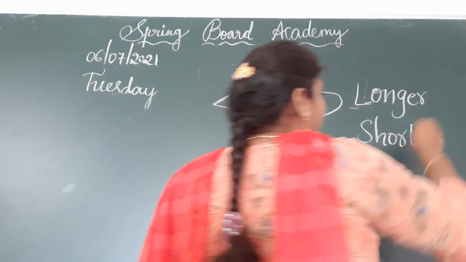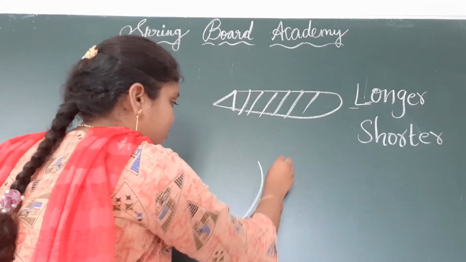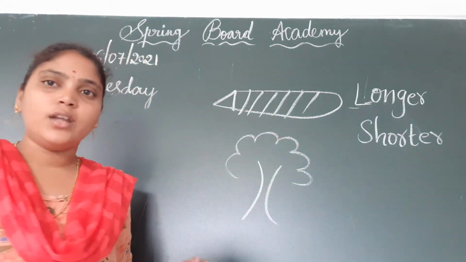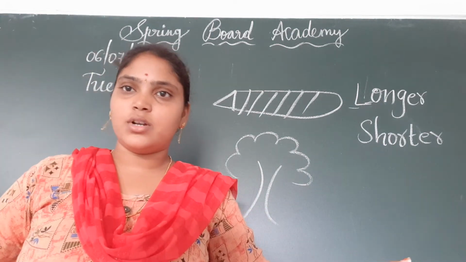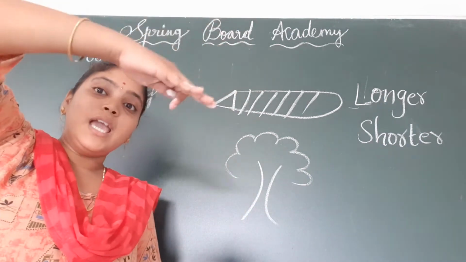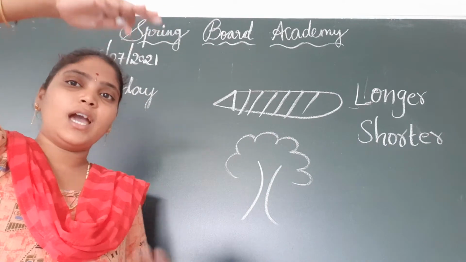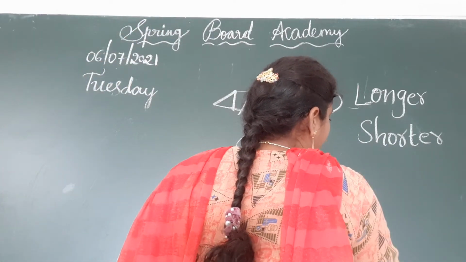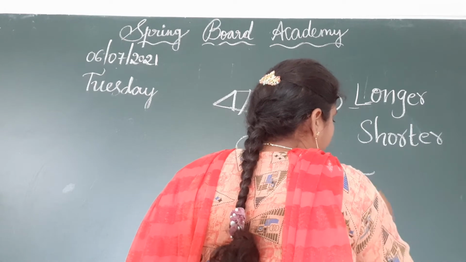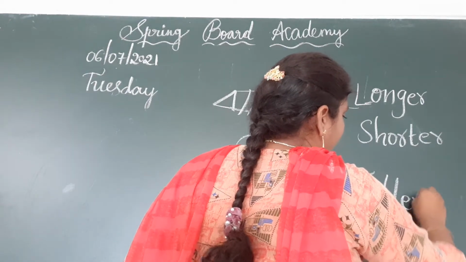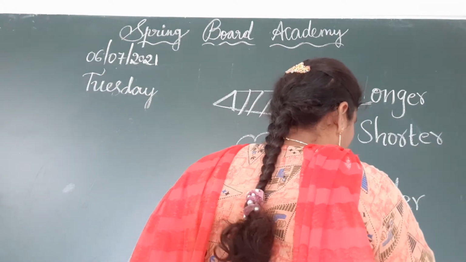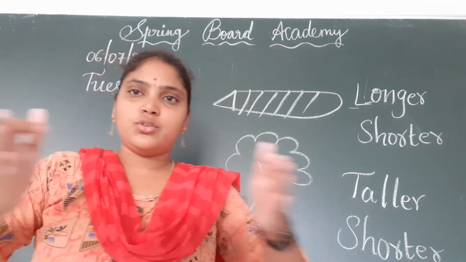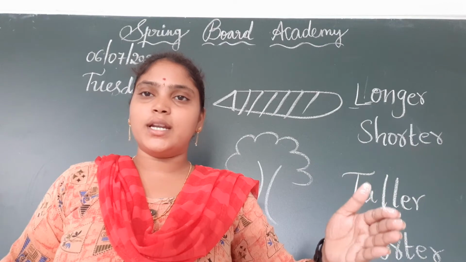But when we measure the height, so this is a tree. How are we measuring, children? Are we measuring the tree like this? No. We are measuring height. So when we measure like this, we use taller and shorter. When we measure the other way, we use longer and shorter.